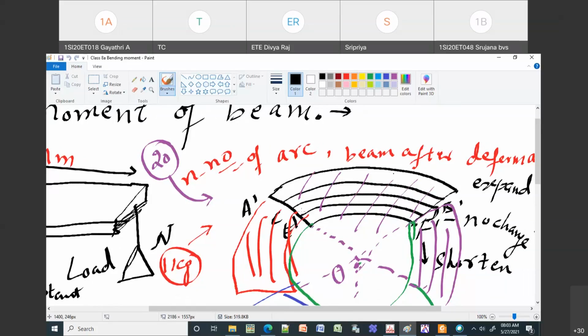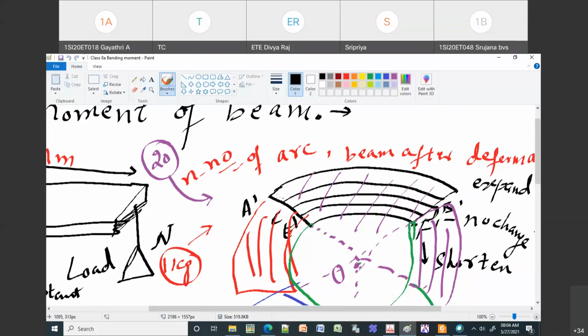And always there will be some layer in the center of your beam which is not going to change its length. That is what we call a neutral axis, neutral layer, or neutral surface, depending on whether you're taking only one single filament, a layer, or a complete surface. Okay, so this is about your bending.